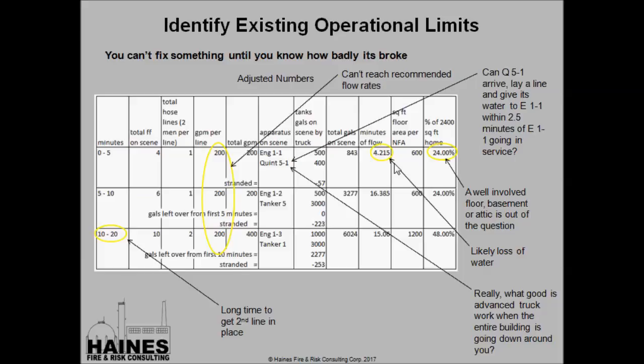So now, the probability of us running out of water before engine 1, 2, or tanker 5 arrive has gotten more pronounced. We're still only able to handle about a quarter of a building being involved in fire, and you really got to think about this. Why would you want to run a quint with 400 gallons of water where you've got no water supply? What's the benefit of having advanced truck company operations available when you don't have any water to support basic engine company operations? We'll talk about that a little more later.